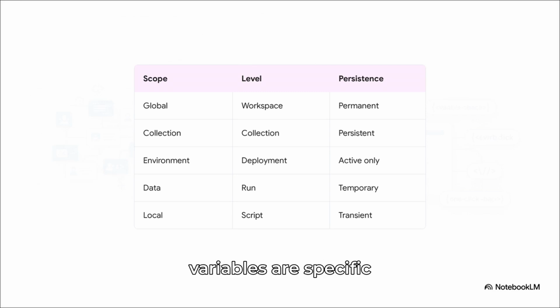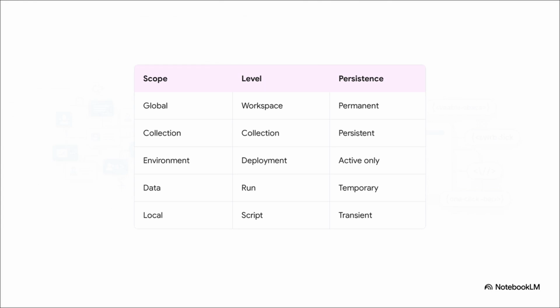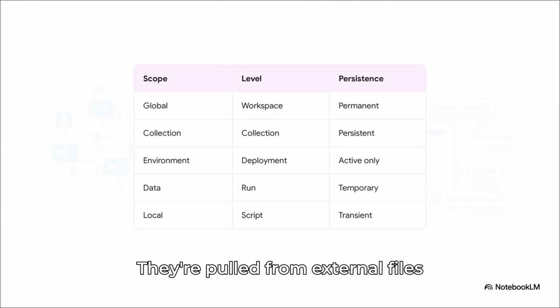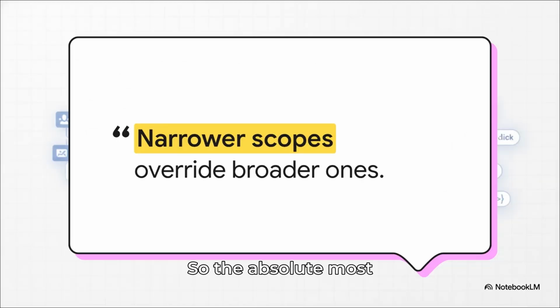Then, collection variables are specific to just one collection. Environment variables apply only when that specific environment is actually selected. Data variables are temporary. They're pulled from external files during automated runs. And finally, local variables are those transient, temporary values generated during a specific script run. So the absolute most crucial point to remember is this rule right here. Narrower scopes always override broader ones.